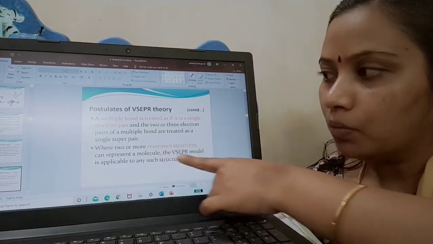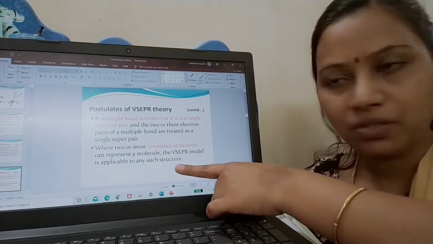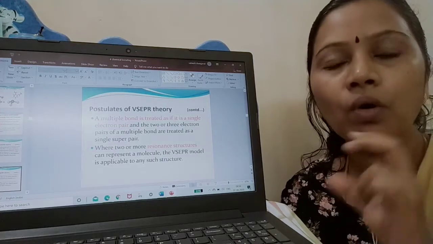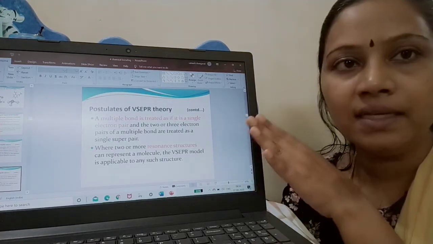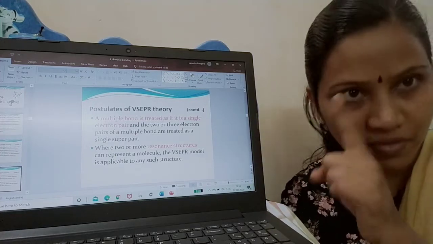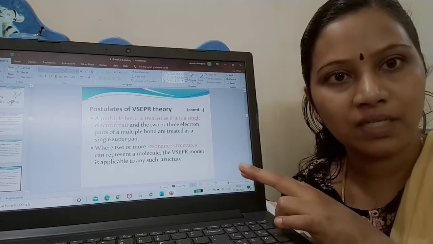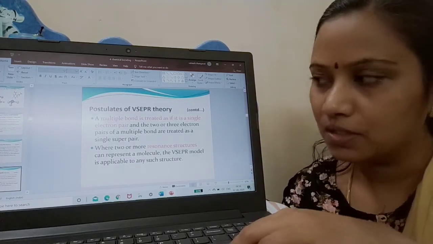So in 2 or more resonating structures, the VSEPR model is applicable to any one such structure. When you have a particular molecule with 2 or 3 resonating structures, then VSEPR theory is applicable to any one of such structures. Okay, you cannot do it for 2 or 3 resonating structures together. It is applicable only to one of the resonating structures.